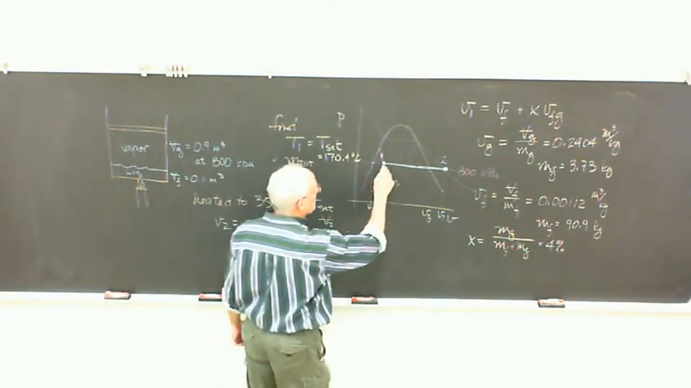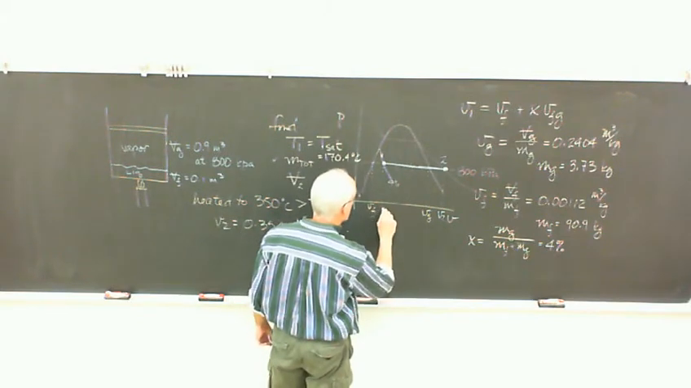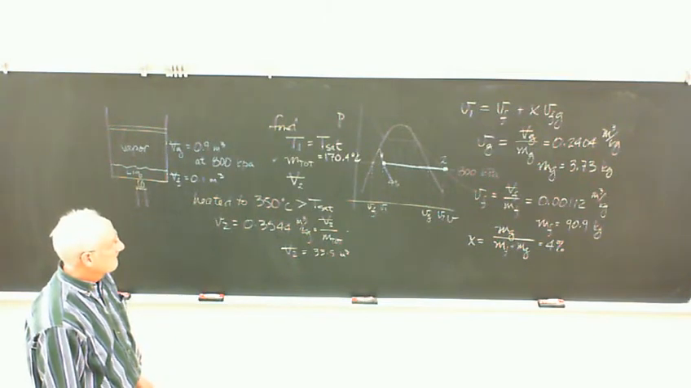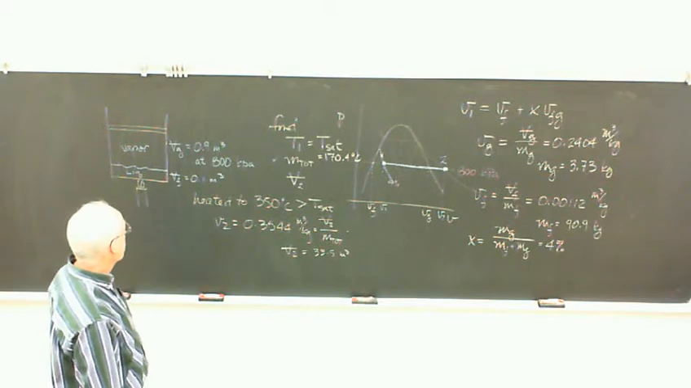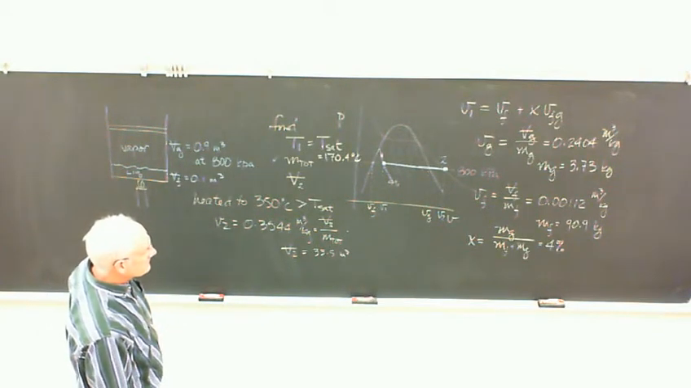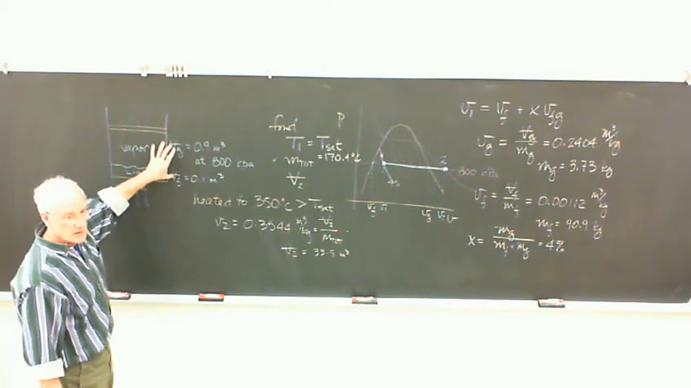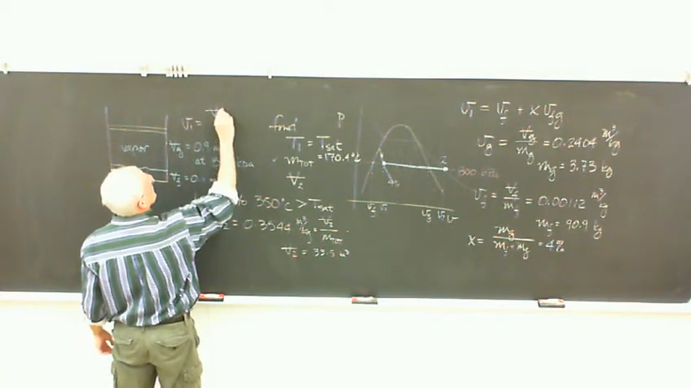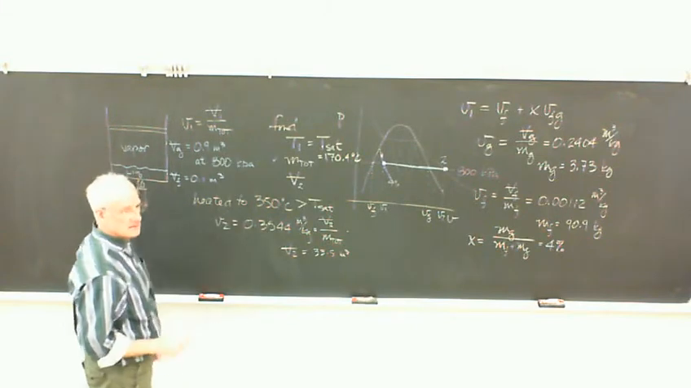Once we had that point, we didn't need V1, so we didn't use it. Actually, V1 we could have gotten once we knew the mass, because we also knew the original volume. So we could have found V1 if we wanted to, once we found that total mass.